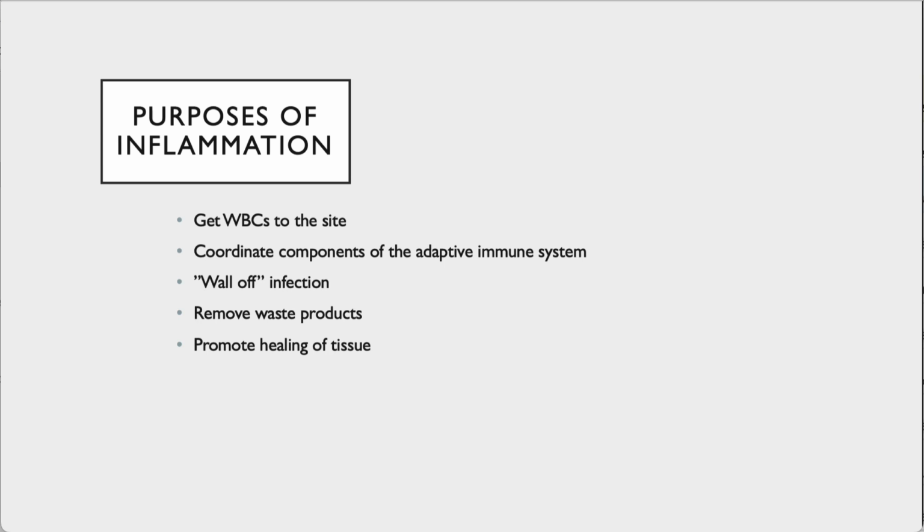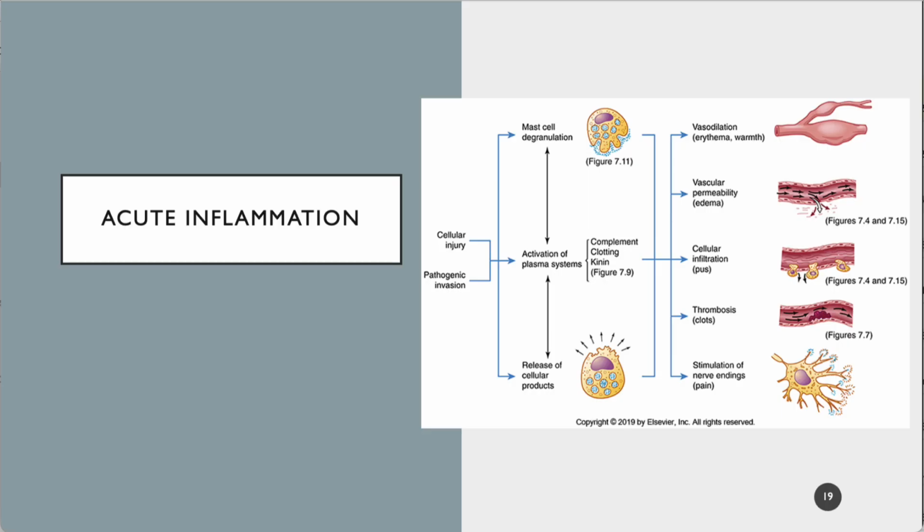And there's an article or a chapter that I'm going to have you read specifically about that by an author who's a CHOP. All right, so the purposes of inflammation are to get white cells to the site so they can do their work, to coordinate all these other components of the immune system. We want the infection or the process to be walled off. We want to take away the waste products and we want to bring in healing products for the tissue.